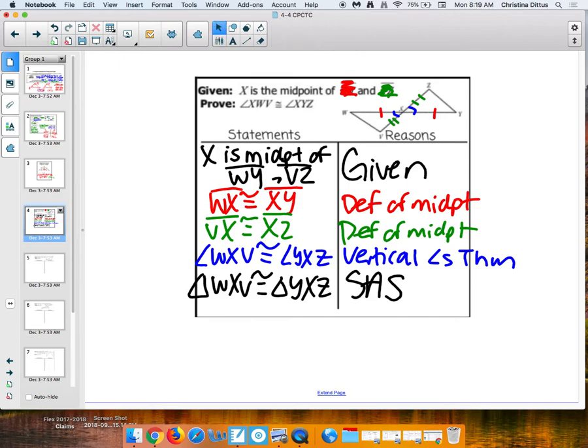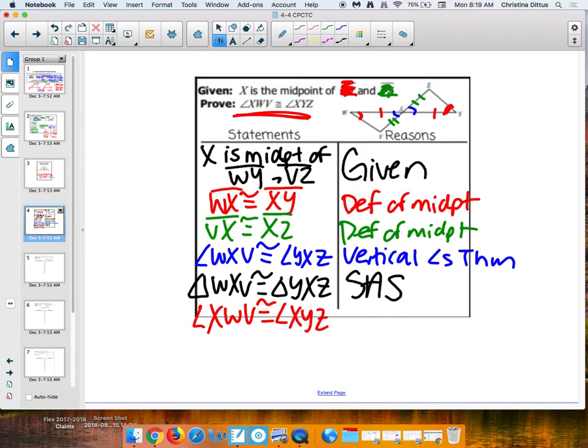No. My proof part is that angle XWV and angle XYZ are congruent. Can I say that? Yes. Since your triangles are congruent, those are congruent. So my proof part: angle XWV is congruent to angle XYZ, and I can say that because of CPCTC. So like I said, we're doing the exact same stuff, just adding one step, which is your proof part, the CPCTC.